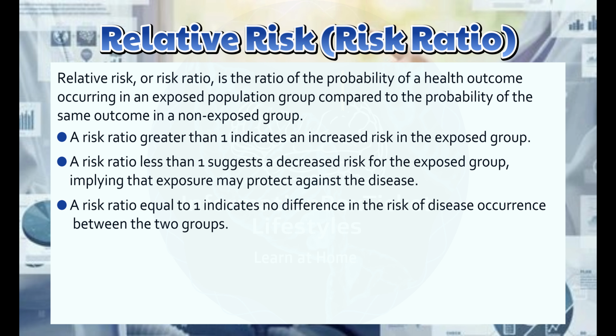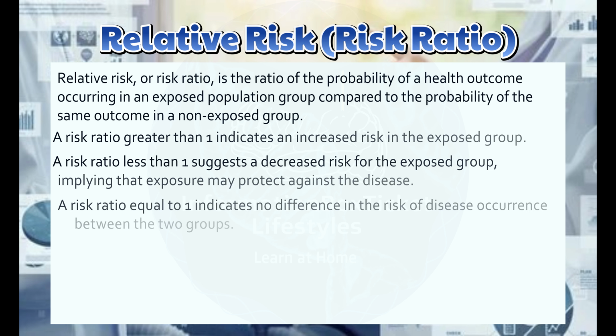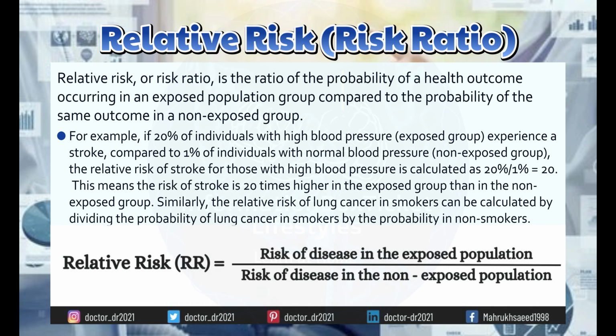For example, if 20% of individuals with high blood pressure, exposed group, experience a stroke, compared to 1% of individuals with normal blood pressure, non-exposed group, the relative risk of stroke for those with high blood pressure is calculated as 20% divided by 1% equals 20. This means the risk of stroke is 20 times higher in the exposed group than in the non-exposed group.